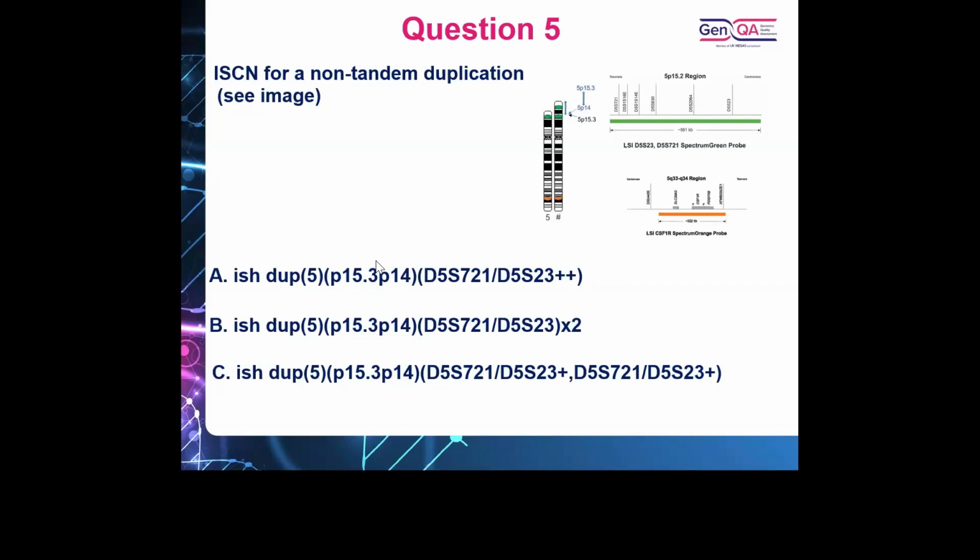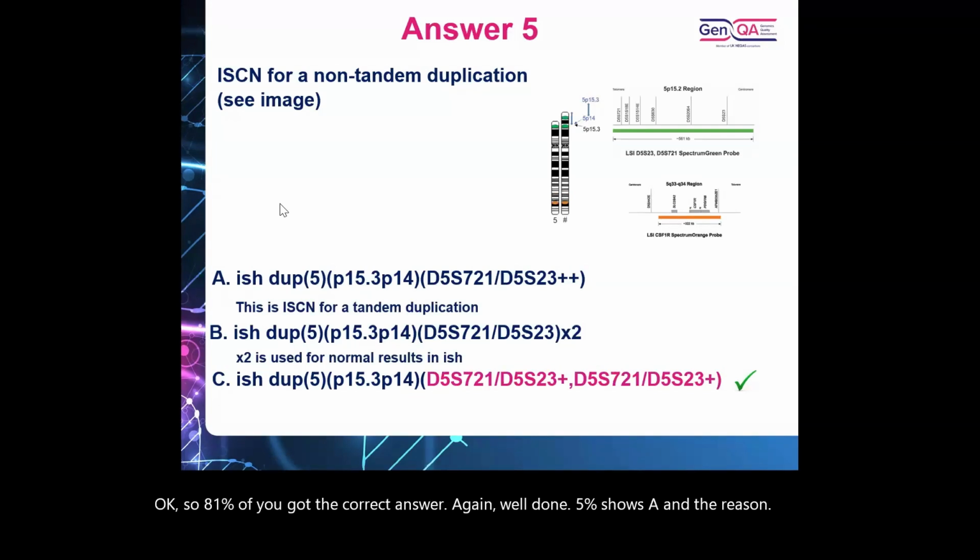And I ended the poll. Okay, so 81% of you got the correct answer. Again, well done. 5% chose A, and the reason that is wrong is because that's for a tandem duplication, and this is a non-tandem duplication.